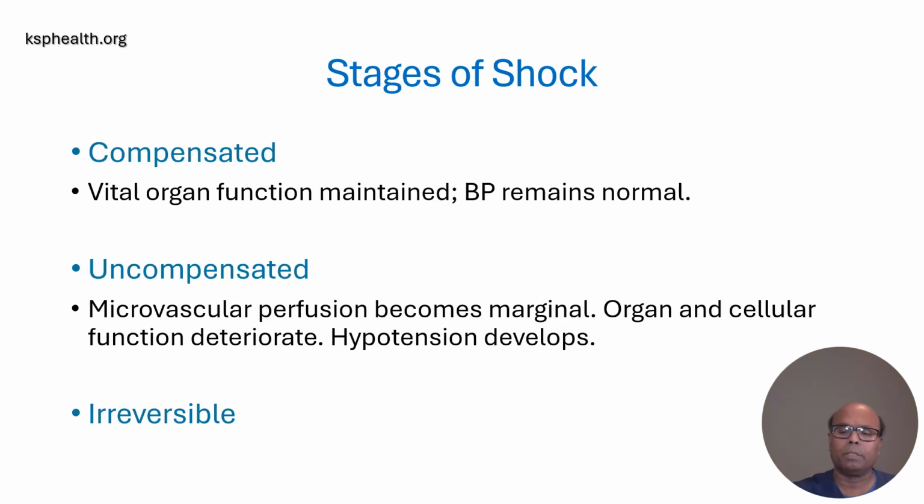There are three stages of shock. Number one, initially, it's called compensated. Once the compensatory mechanism is exhausted, it will become uncompensated, and finally, irreversible, leading to multiple organ dysfunction. In compensated shock, the vital organ functions are maintained and BP remains normal. In uncompensated shock, microvascular perfusion becomes marginal, organ and cellular function goes down, and hypotension develops. In irreversible shock, you will have multiple organ dysfunction.